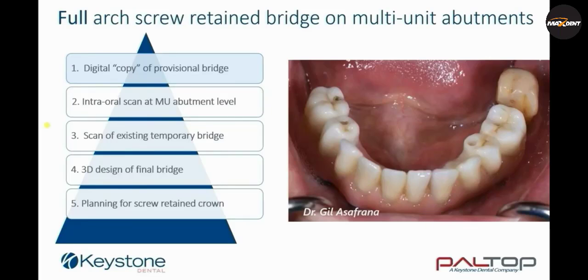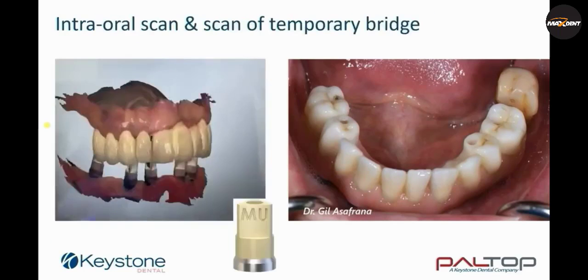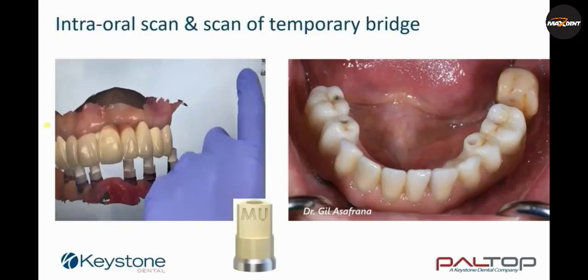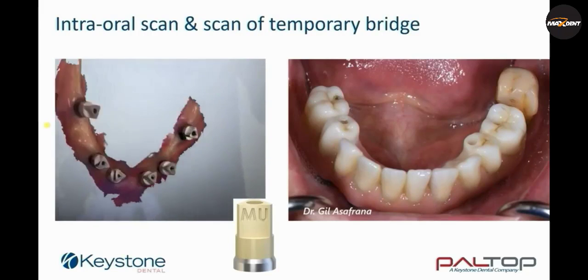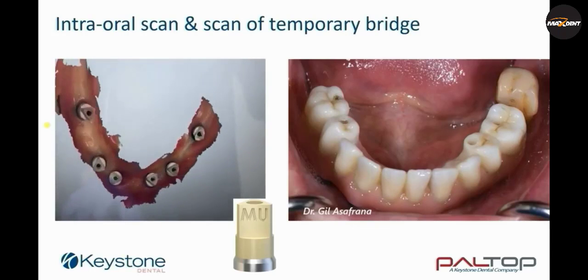Using intraoral scanning, it was possible to record abutment position, soft tissue, pre-preparation scan, in this case the scan of the temporary bridge, the opposing arch, and the bite registration. Here we see the result of the intraoral scan using the 3Shape Trios scanner and the multi-unit scan bodies.